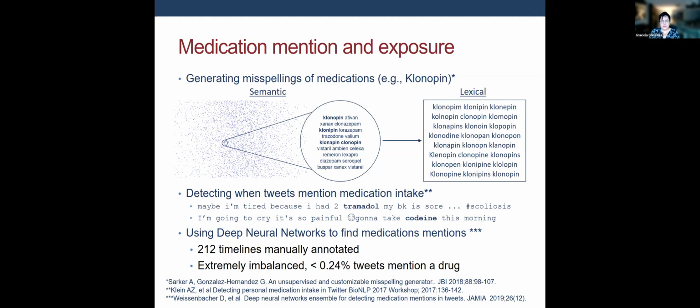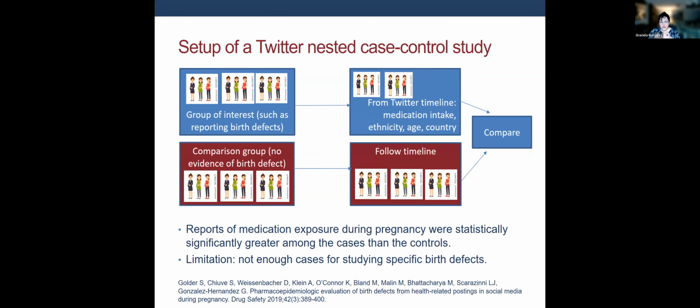Most of these timelines won't have anything, but this 0.24 multiplies really quickly when you have a lot of data. So for 500,000 timelines, each of them having about 3,000 tweets, you can get to a really good number of mentions of medication intake. So that's the beauty of social media. You have a lot of it. And if you don't have enough, just keep collecting, you'll have more. As long as you do it systematically, you'll have enough for studies.